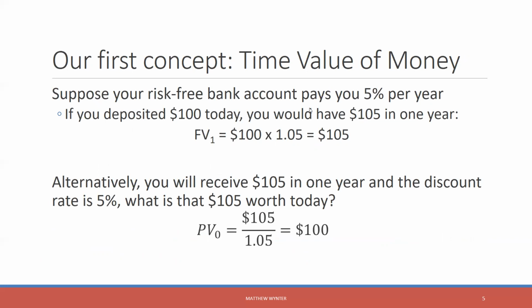The 100, the one that I put in, plus the 5%, the 0.05 multiplied by the 100, to get me my future value. Alternatively, if I told you that 1 year from now, I'm going to receive $105 and that the discount rate is 5%, if I told you I am certain, risk-free, I know for sure I'm going to get $105 a year from now, and that the risk-free rate was 5%, today, that would have a present value of $100.